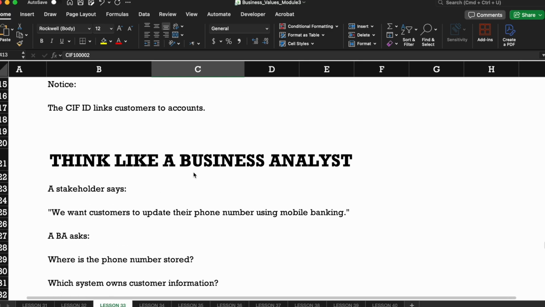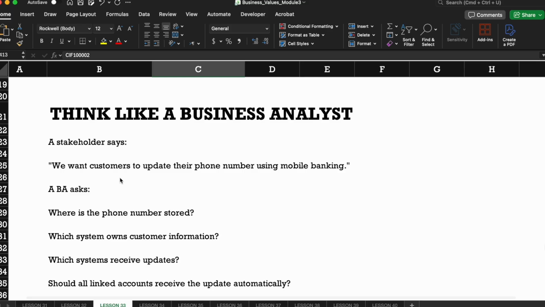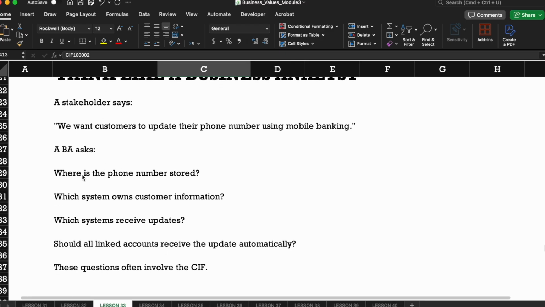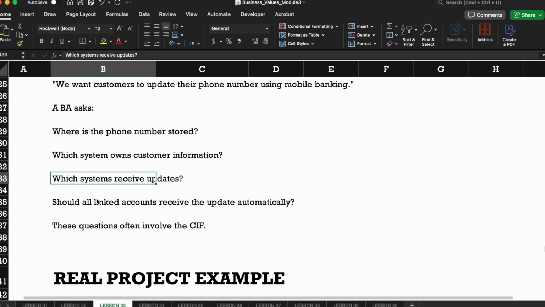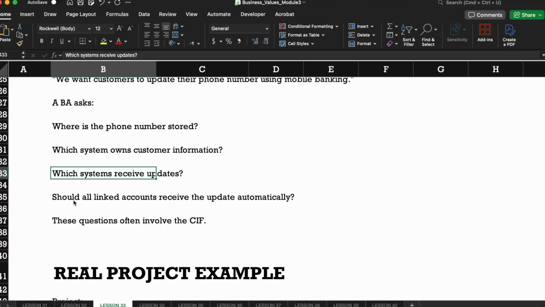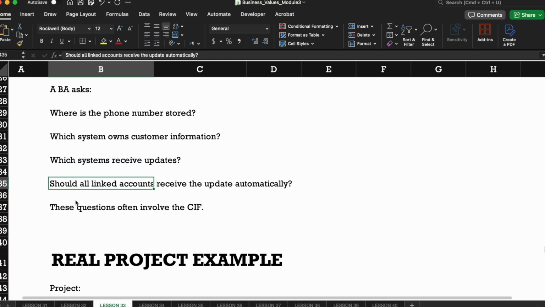So think like a business analyst. A stakeholder says we want customers to update their phone number using mobile banking. A BA asks: where is the phone number stored, which system owns customer information, which system receives the update, should all linked accounts receive the update automatically? This question often involves the CIF.